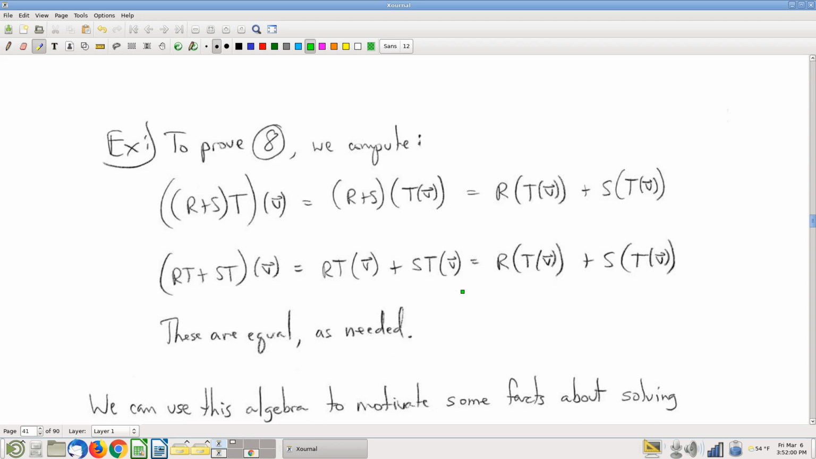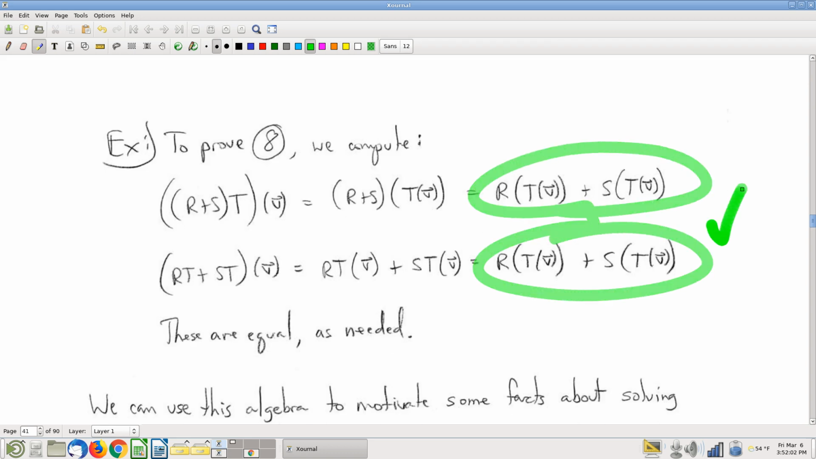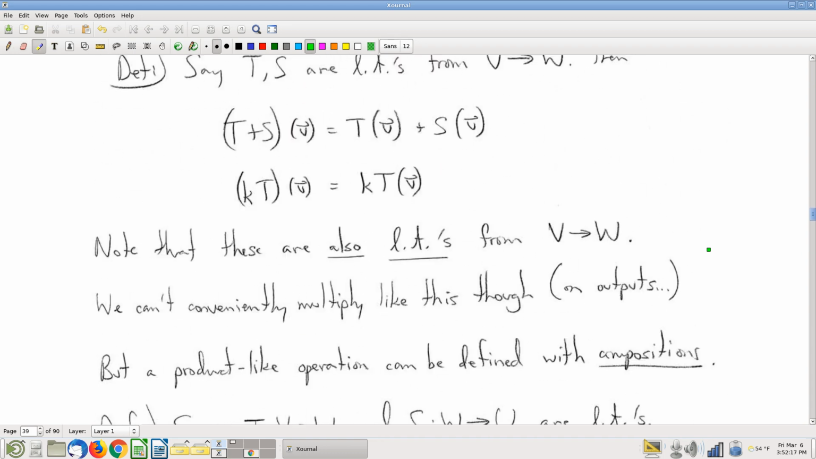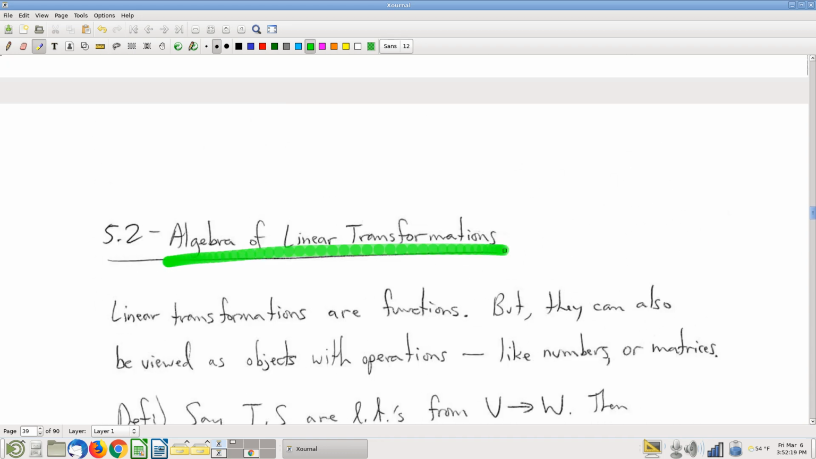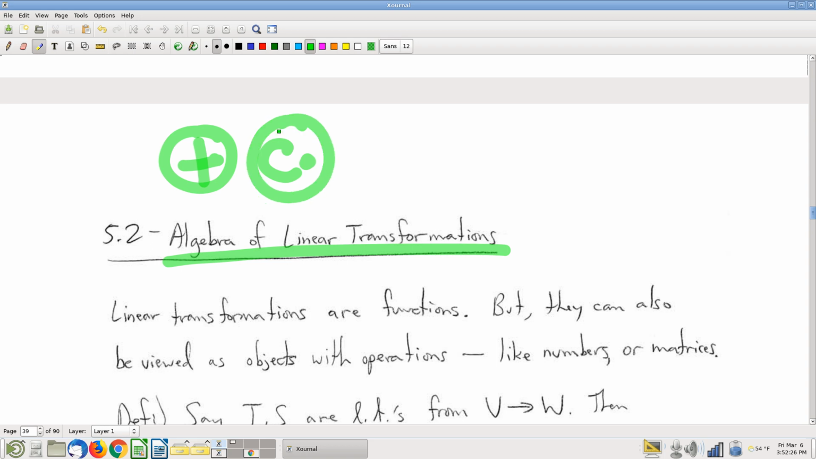Okay, so we get the same thing out from both sides. Therefore, these are the same functions. Okay, so we've created an algebra. We've got all the tools that we need to be able to manipulate these things. We have an algebra of linear transformations. We can add, right? We can scalar multiply, and we can multiply. Three operations that we can apply to linear transformations.